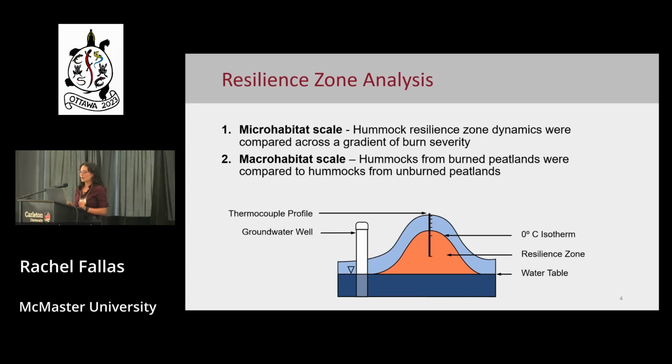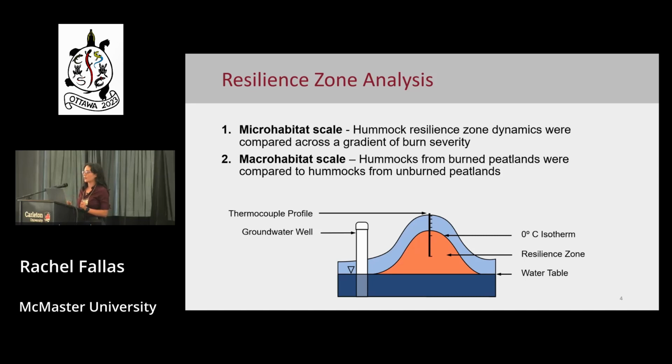And this is what the setup looked like. So we had a thermocouple profile, which was measuring temperatures at multiple depths below the hummock surface in order to keep track of the position of the 0 degrees Celsius isotherm. And we had a groundwater well tracking the water table.